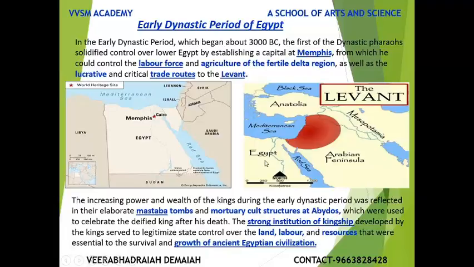The increasing power and wealth of the kings during the early dynastic period was reflected in the elaborate mastaba tombs and mortuary cult structures at Abydos, which were used to celebrate the king after his death. The strong institution of kingship developed by the kings served to legitimate state control over the land, labor, and resources that were essential to the survival and growth of ancient Egyptian civilization.